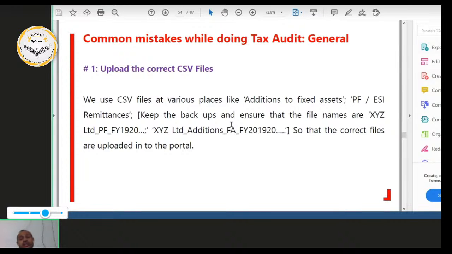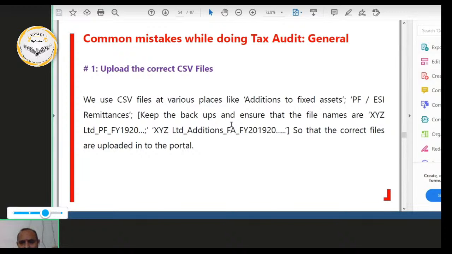Common mistakes while doing the tax audit. What are the things? Upload the correct CSV files. What is this one? See, in the utility, at various places, they give the facility of uploading the data in CSV, like PF, PSA details, additions to fixed assets, etc. Then when you are typing the data in that, properly type it.